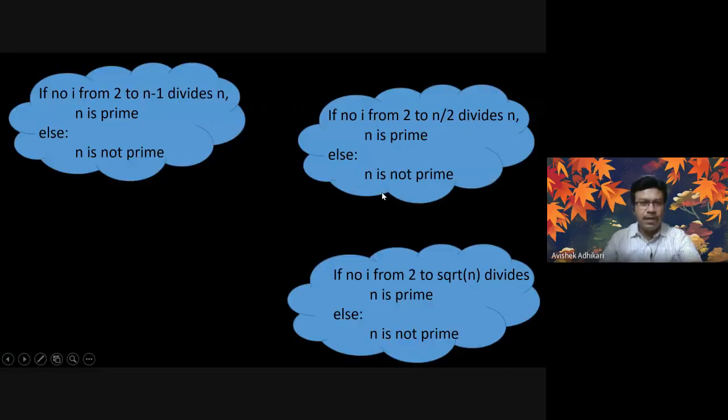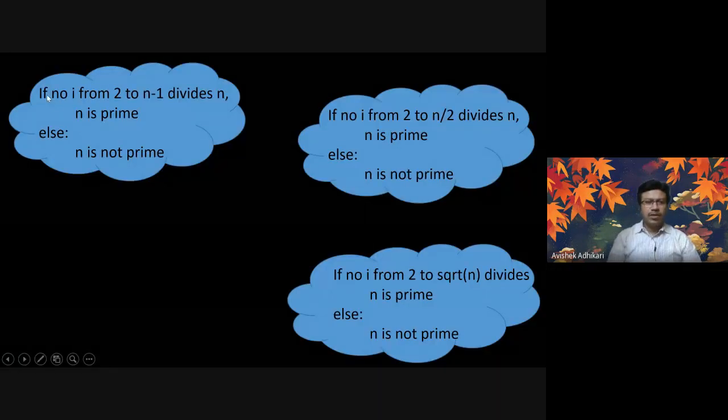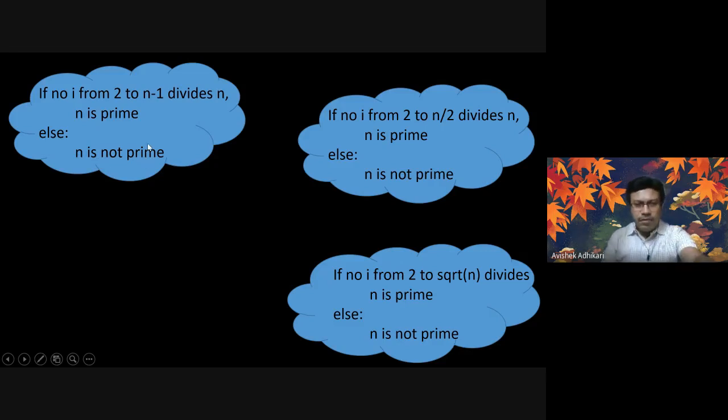So if no i from 2 to n minus 1 divides n, then n is prime, else n is not prime. Okay. So one may give you some better algorithm.